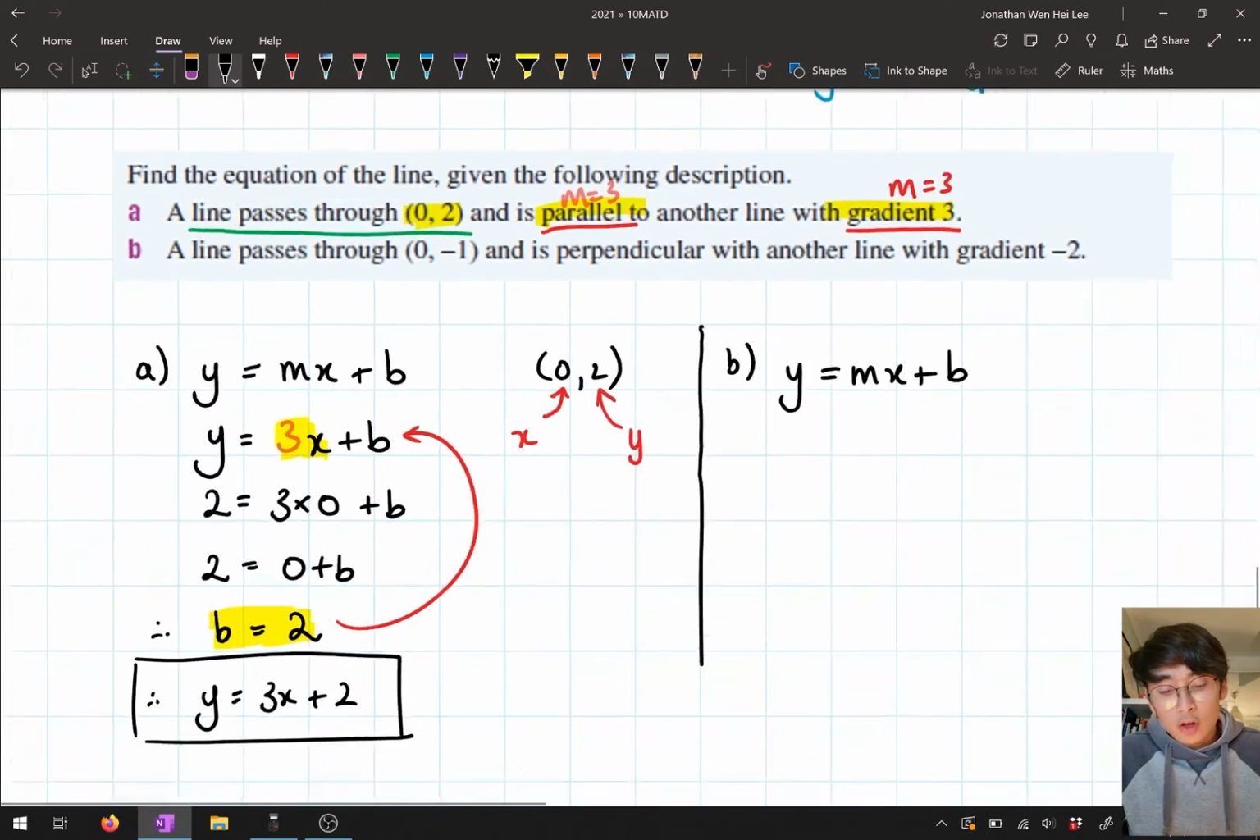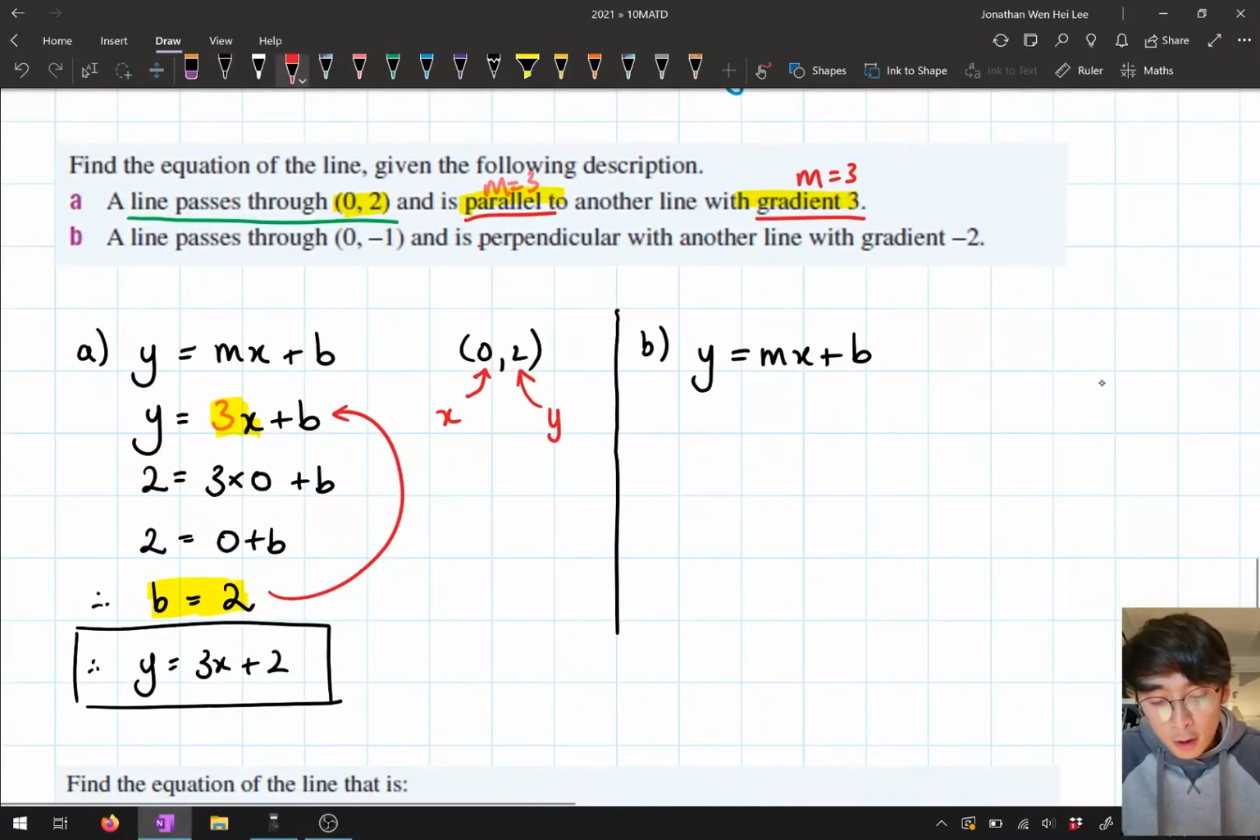Now here in this question, they tell us that the line is perpendicular with another line with gradient -2. So what this means is there's another line with gradient -2, so I have an m equal to -2, and I want to find my missing gradient over here. Now if it's perpendicular, what we know is when I multiply these 2 gradients together, let me just write this as m1 and m2, it will give me -1.